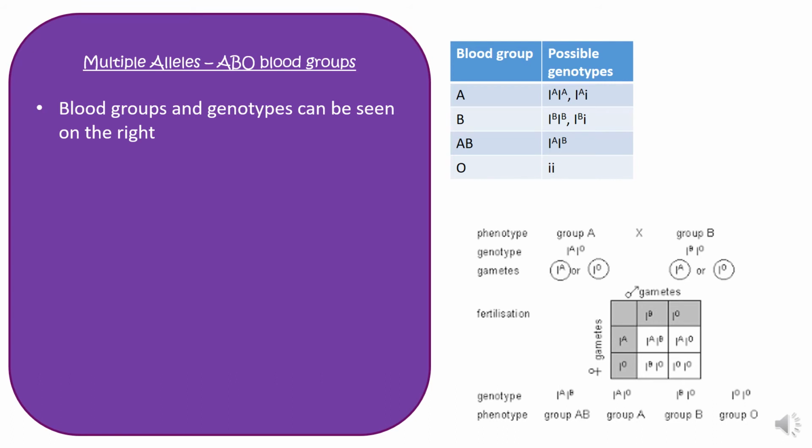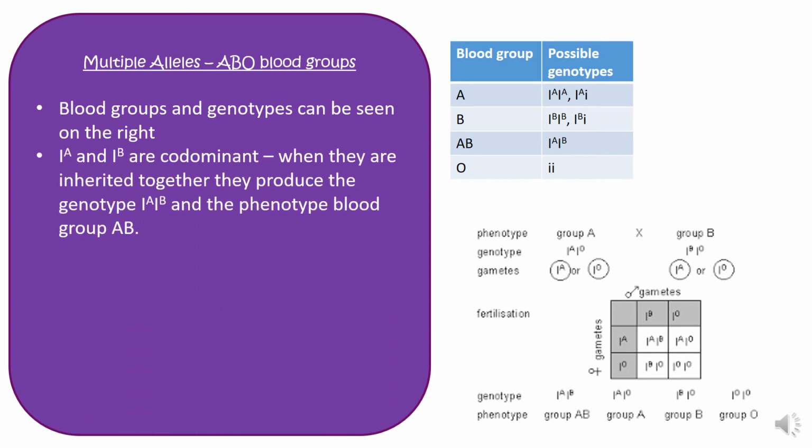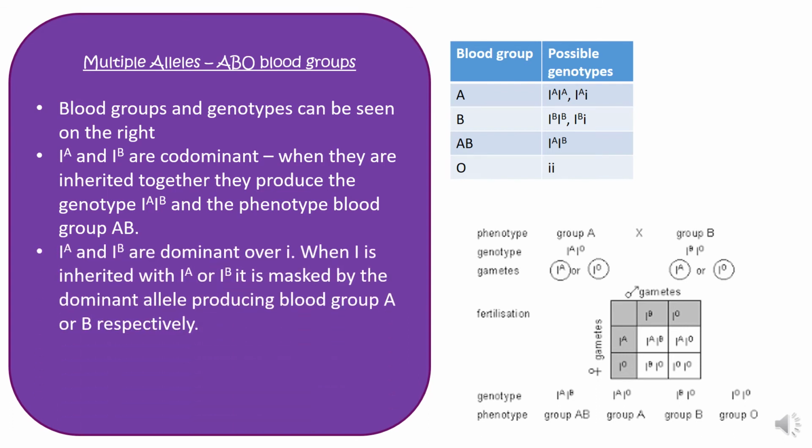And also, you've got this small i, which has neither the A nor the B on it. And if you inherit two of those, then you would have blood type O. Now, IA and IB are codominant, so they produce type AB when inherited together, but they're also dominant over this small i. So here, if you inherit IA and a small i, then you would be type A because this A is dominant. This B is also dominant over the small i, so this person would be type B.